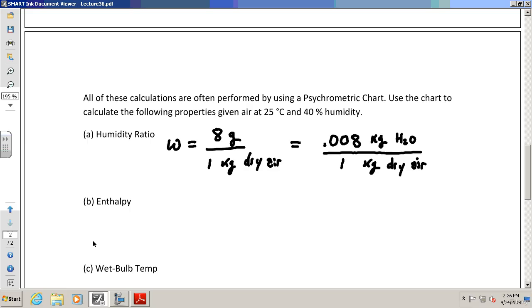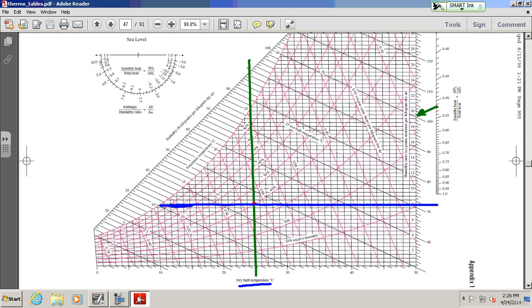We're good? Okay. Enthalpy. Now the enthalpy one is a little bit different. The enthalpy one is up here. Enthalpy H, kilojoules per kilogram dry air. The enthalpy values are in diagonal lines that go from top left to bottom right. So you see these diagonal lines, right? What you have to do is figure out where your dot intersects the diagonal line that goes up that way.